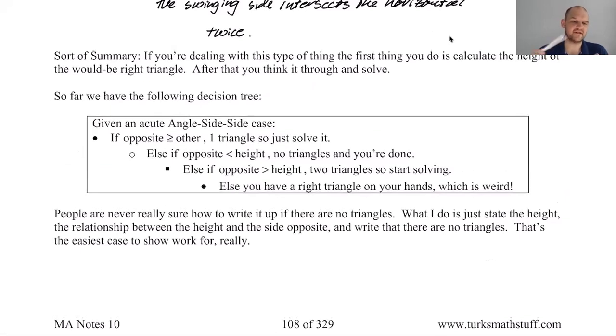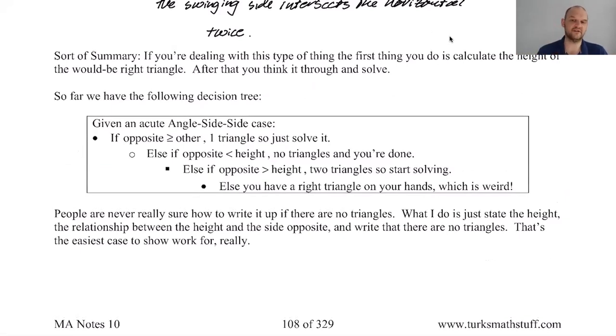So, is the side opposite the angle greater than or equal to the other given side? One triangle. If not, is the side opposite less than the height? The height is the sine of the angle times the other given side. That's your height. So is the side opposite less than the height, in which case, no triangles. You just dangle in the air. And then, is opposite greater than the height?